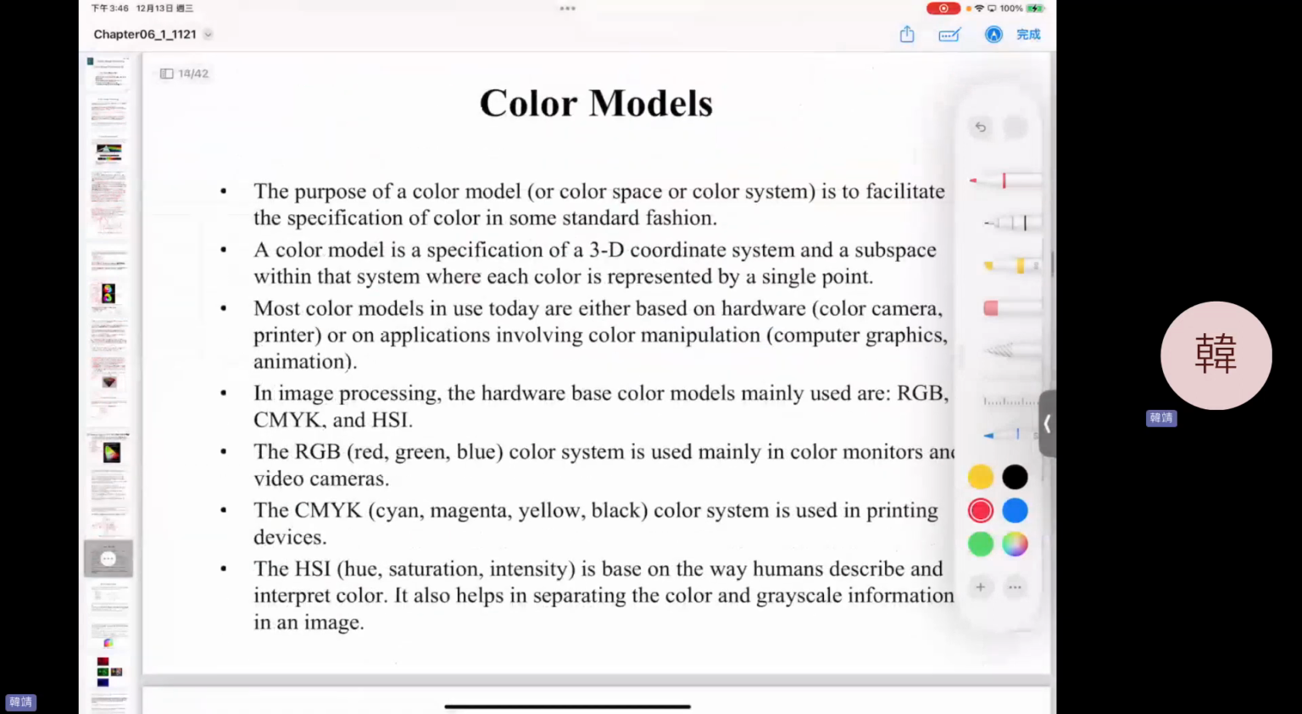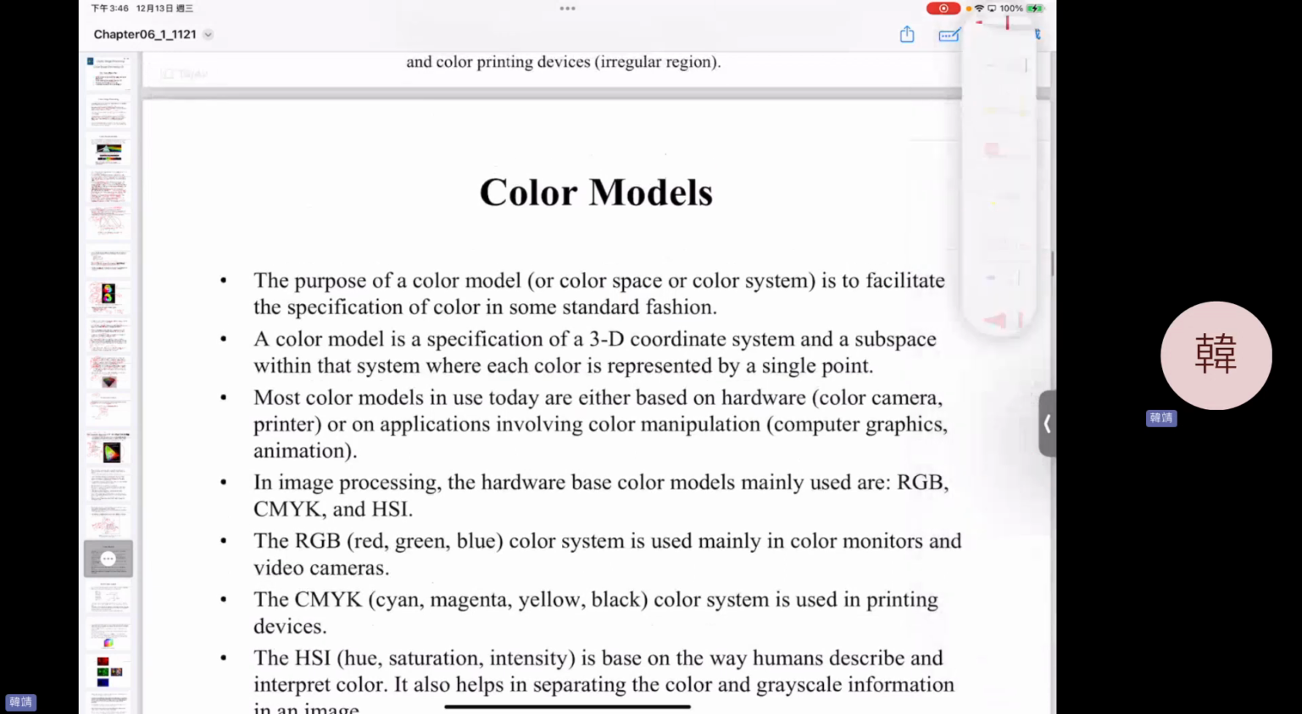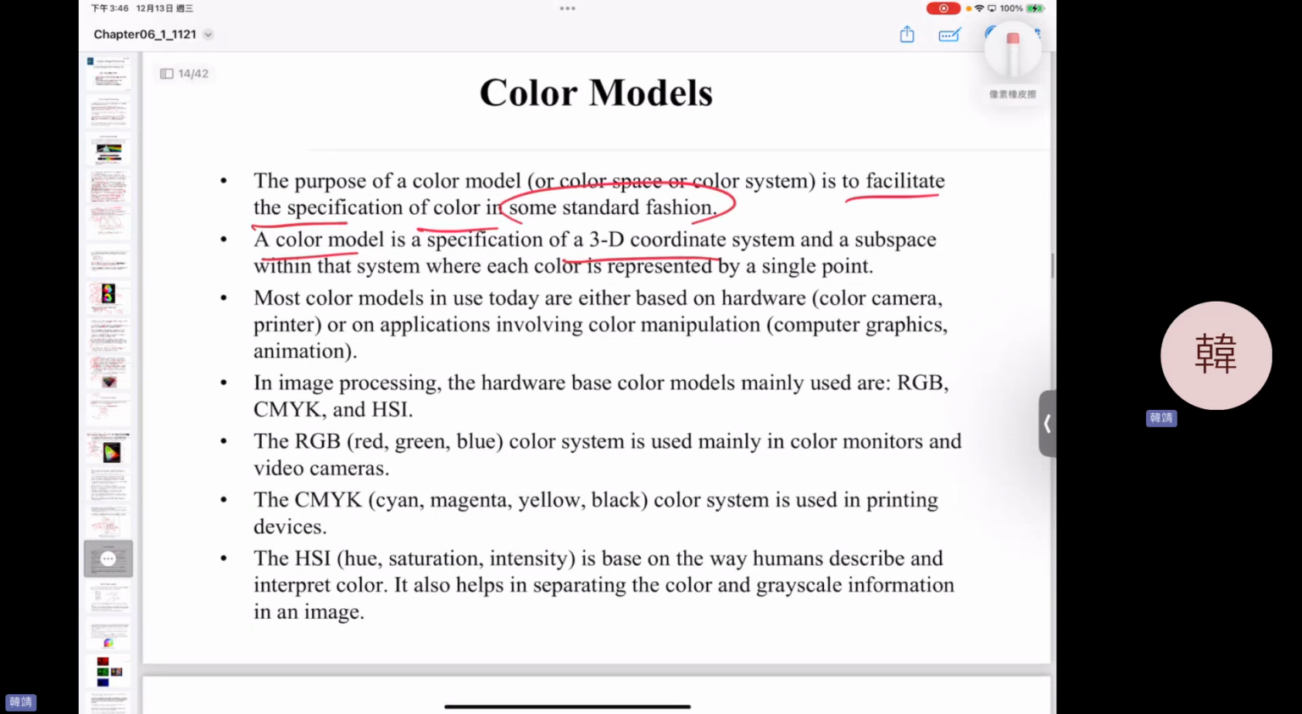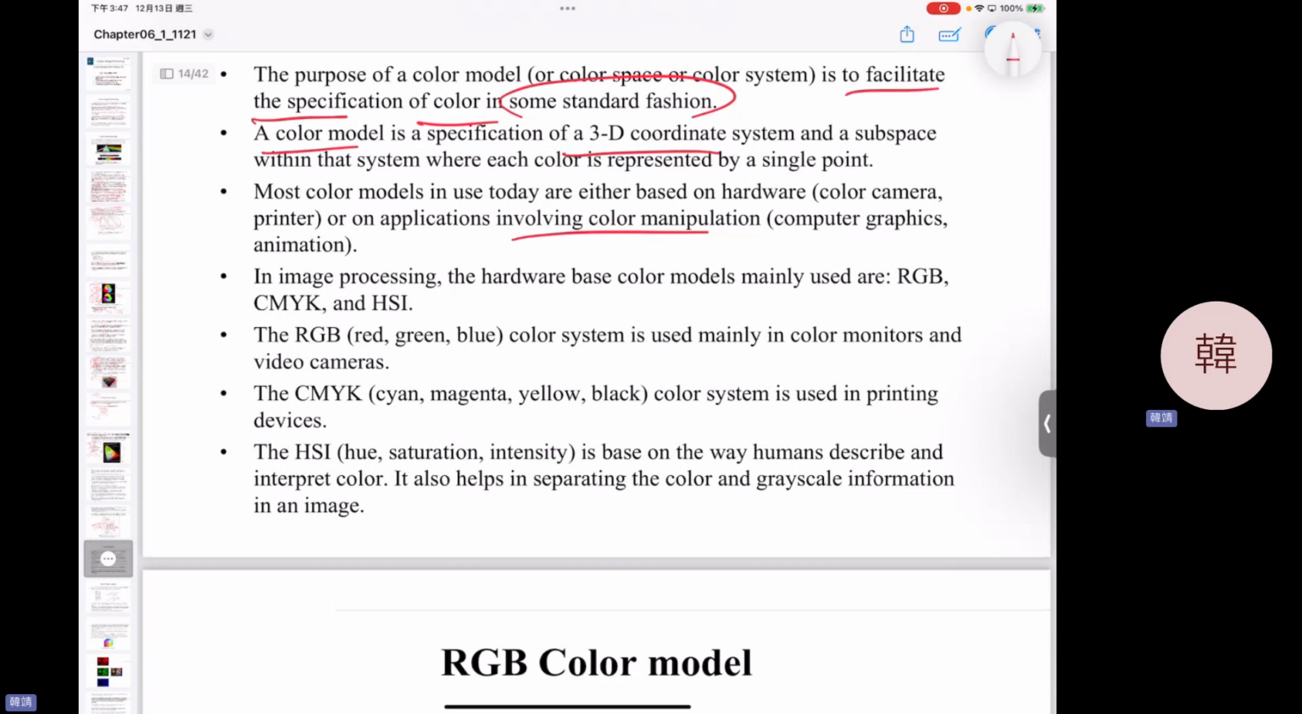So let's look at the color models we just mentioned. What is the purpose of a color model? We try to facilitate the specification of color in some standard fashion. A color model is specified in a 3D coordinate system. We have RGB, CMY, HSI, and so on. Most color models used today are based on hardware or on applications involving color manipulation. In image processing, the hardware-based color models mainly use RGB, CMYK, and HSI.